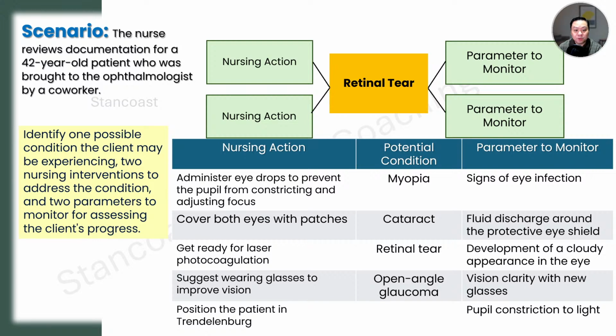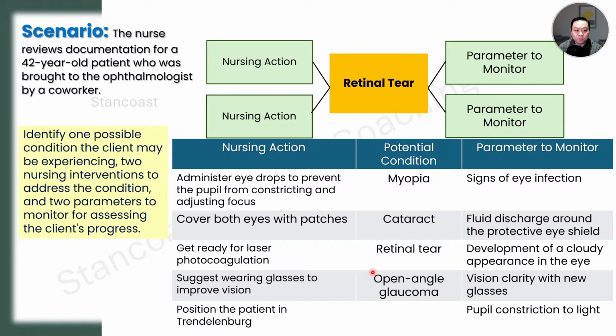Now, why not open angle glaucoma? Well, we know that with open angle glaucoma, it typically develops slowly, right? It is progressive, and the loss of vision is going to be gradual as well. It is painless. We're not selecting open angle glaucoma.